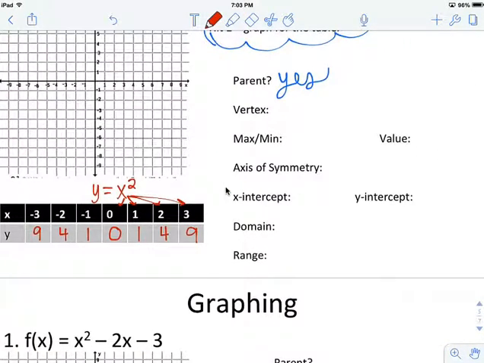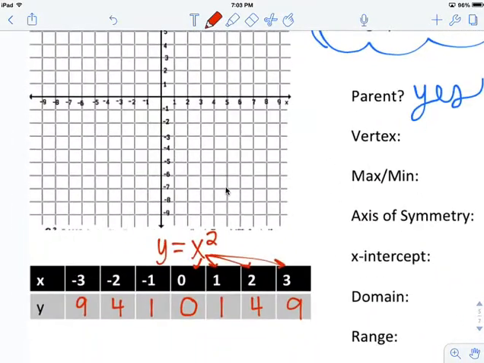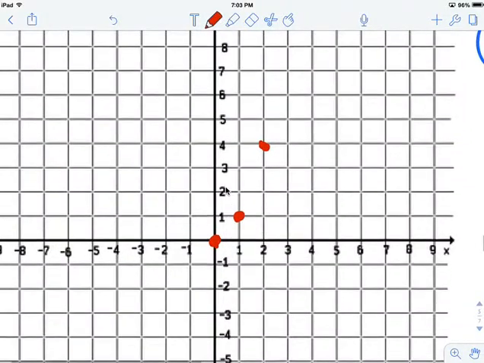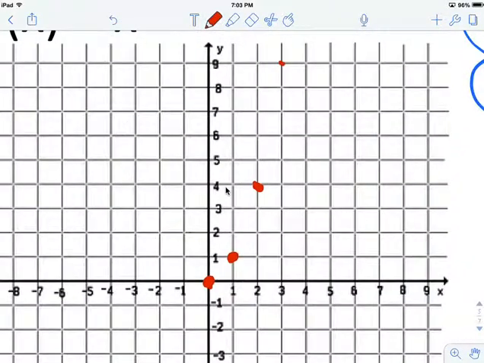Now we're going to graph this on the calculator to see what it looks like. So we have 0, 0. We have 1, 1. We have 2, 4. We have 3, 9. Negative 1, 1, negative 2, 4, negative 3, 9. When you are graphing these, you want to plot as many points as possible. So as many as you can fit on the graph.